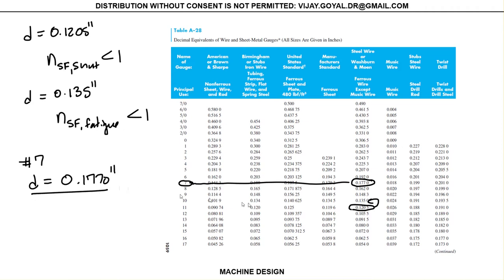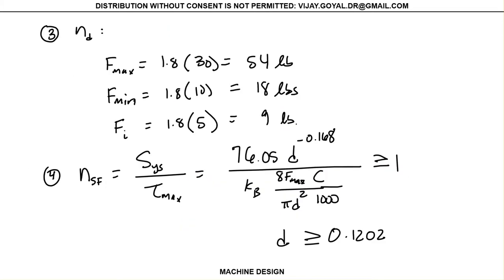I started with this one and moved my way up to find a closer guess. Another thing you could do is, instead of using F max, you could use F shut, but then you will have to do the whole analysis. Sometimes it's not even necessary.